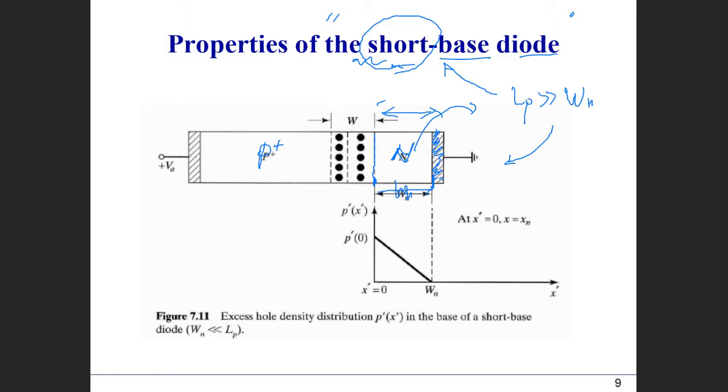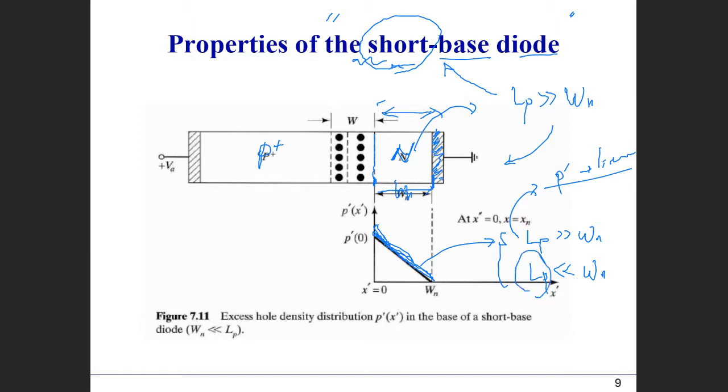Now, when this happens, especially when you look at the hole concentration in this N side, instead of exponentially decaying, we can approximate that this concentration is almost linearly decaying. In the previous class, we derived the cases when the LP is much larger than the Wn, and when the LP is much smaller than the Wn, and then derived this distribution of the hole. When Wn is very close to the junction, the hole concentration is linear, linearly decaying like this.